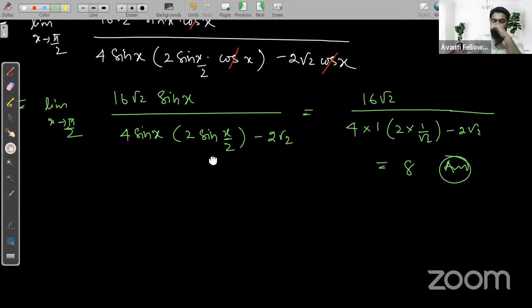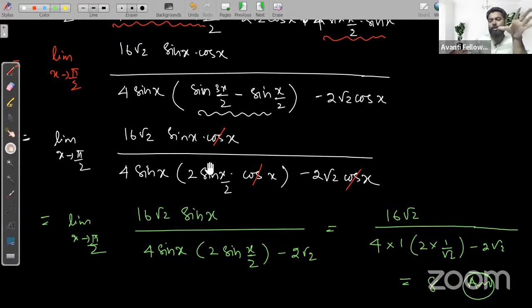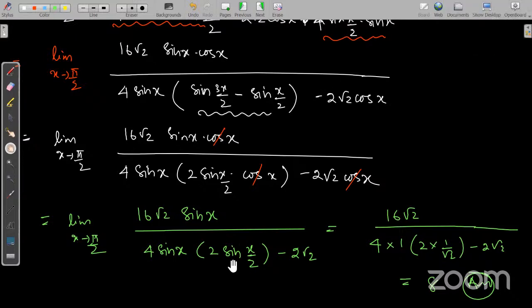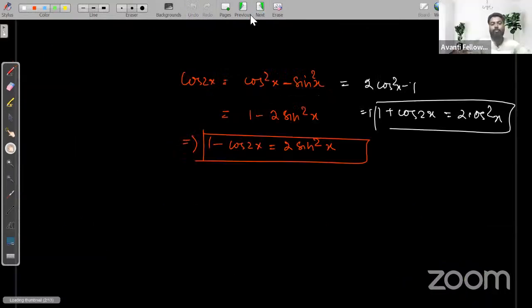Clear, everyone? Is there any doubt? Mostly you have to use all the trigonometric formulae and identities. You must remember all those identities and formulae of trigonometry, then you can solve this type of question. If you have any question or any doubt, you can ask. Clear? Shall I move to the next question? No doubt, sir. Okay, let's move to the next question.